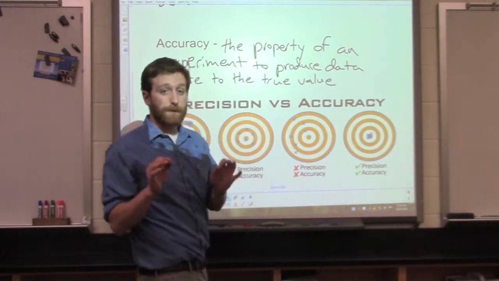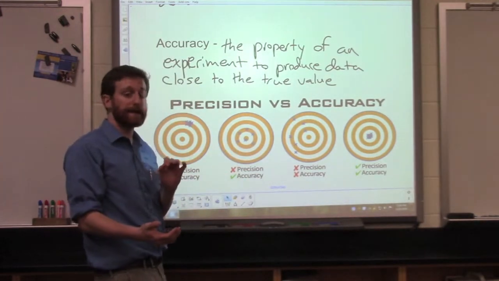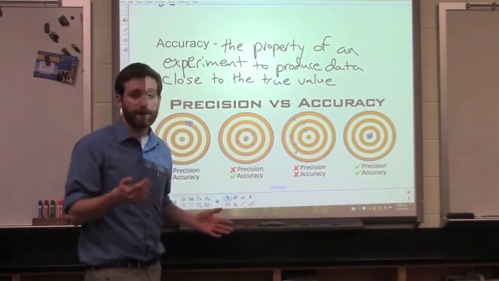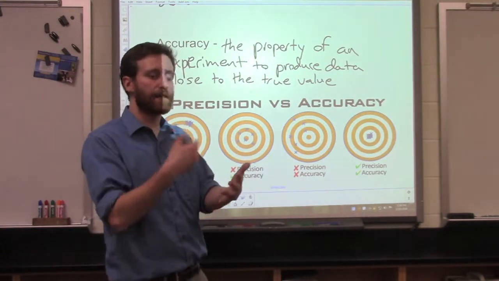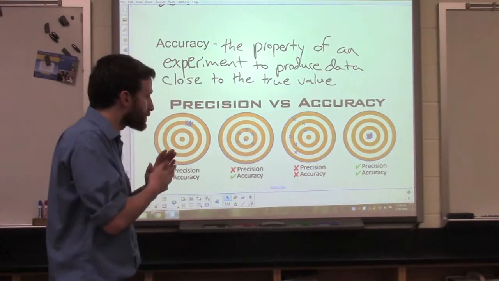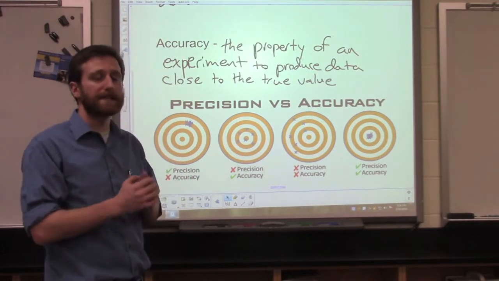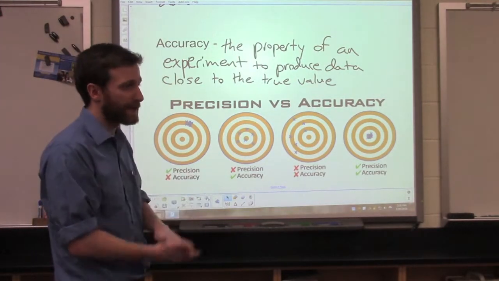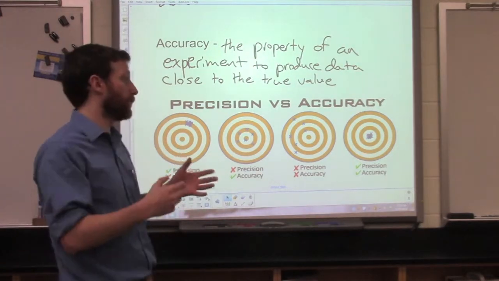The best experiment would be the experiment that is both precise and accurate. So you are consistently getting the bullseye. You're consistently getting the right values. So these are important ways of talking about experiments and thinking about experiments, especially as we start to design our own experiments.